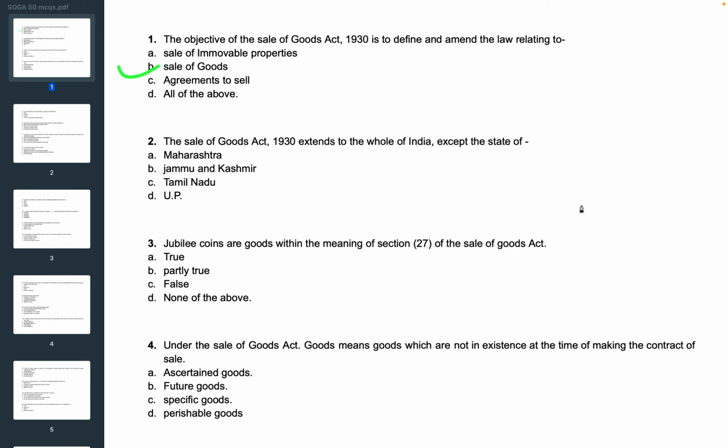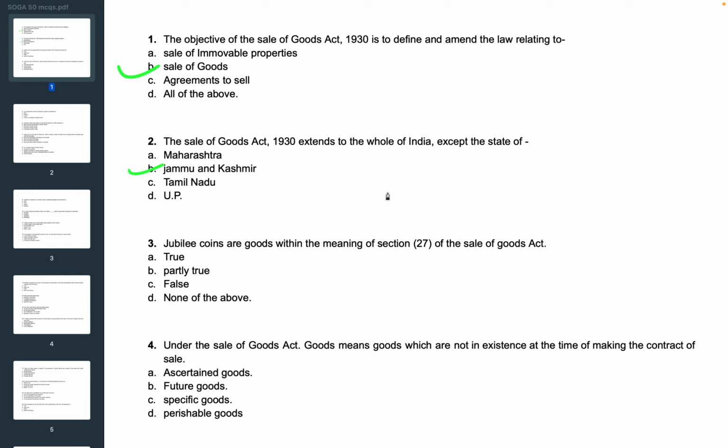Next question. The Sale of Goods Act 1930 extends to the whole of India except the state of A. Maharashtra, B. Jammu and Kashmir, C. Tamil Nadu, or D. UP. The correct answer is B. Jammu and Kashmir.